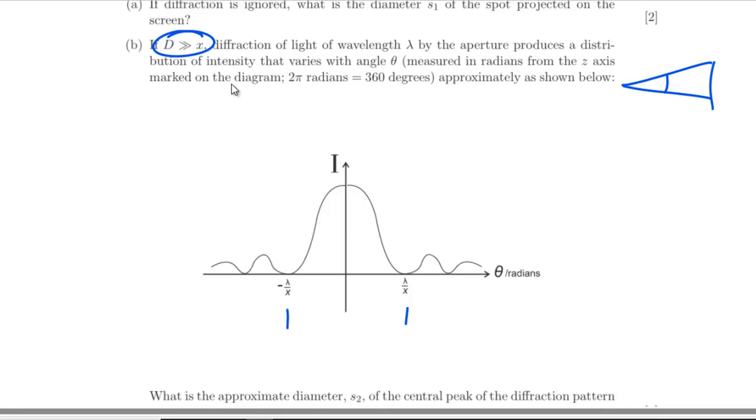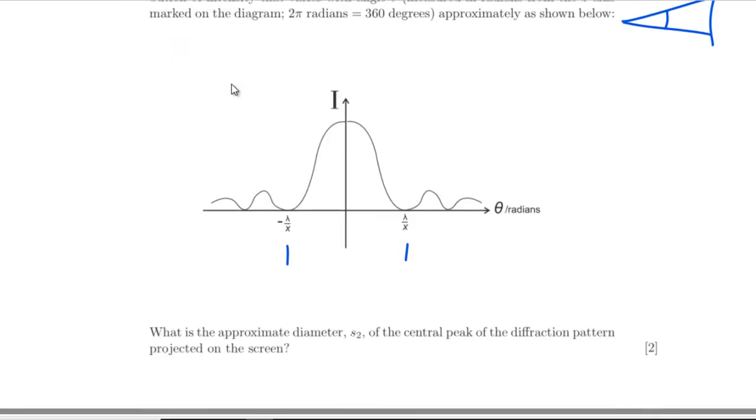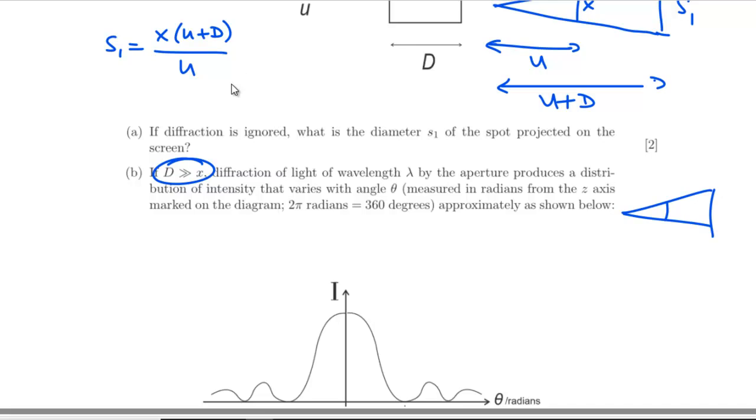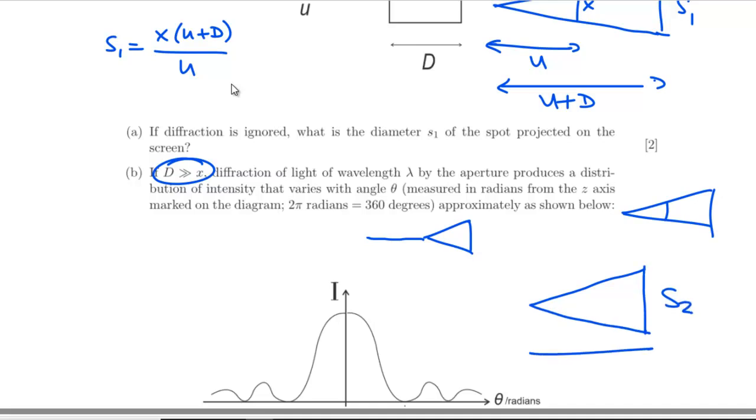So what are they actually asking? What is the approximate diameter S2 of the central peak of the diffraction pattern projected on the screen? So this is our new spot. So rather than having S1, which was just going straight lines from P, this is now saying, well, say we've gone to x and then we've diffracted out. Right, let's draw this a bit neater. So that's now S2. This is d.